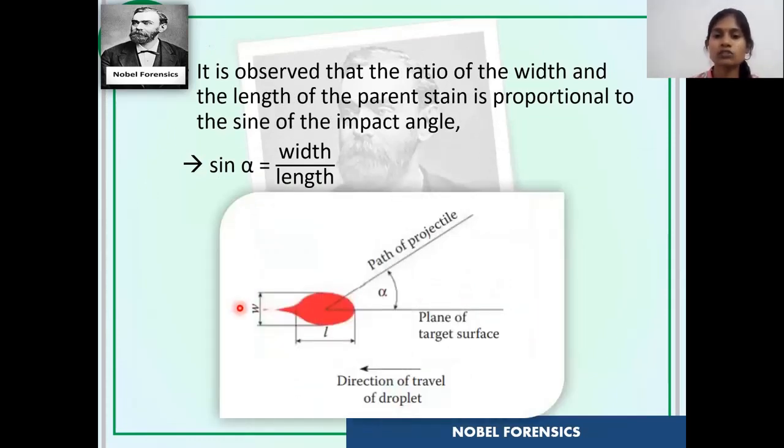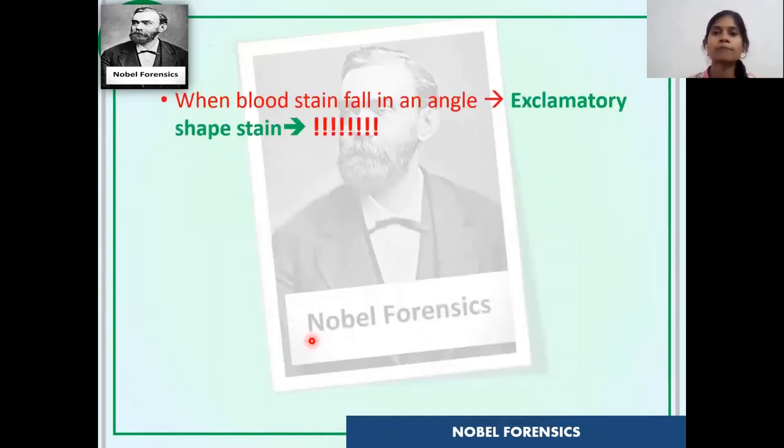So this is the length. We can use this formula for identifying the sine angle, so this is the impact angle. By applying the length and width of the blood stain, we can identify this angle. I just added one example here also.